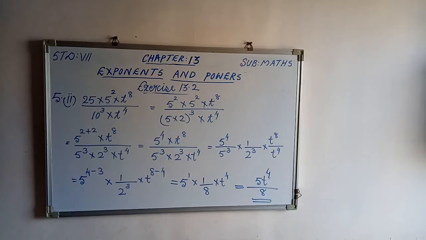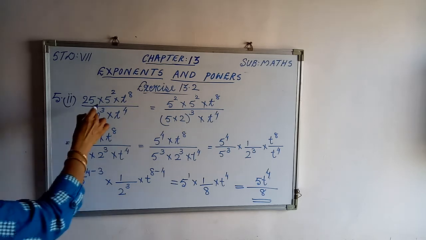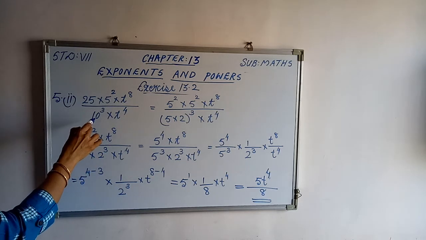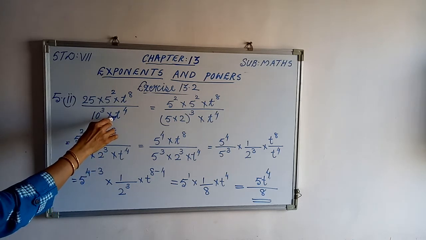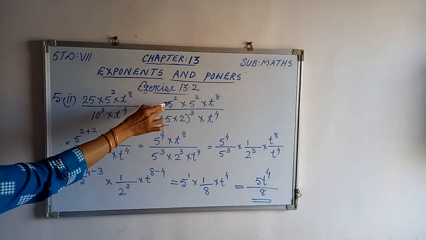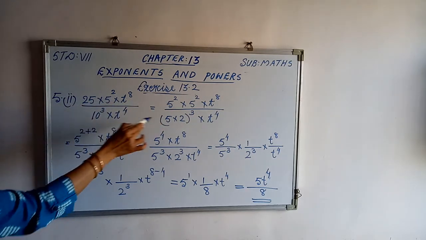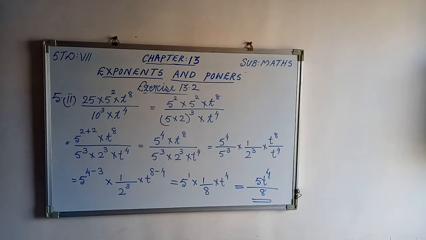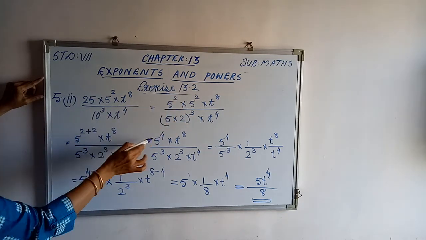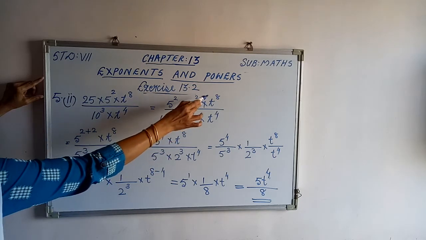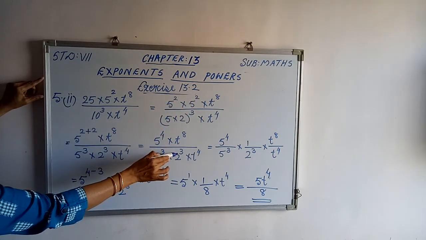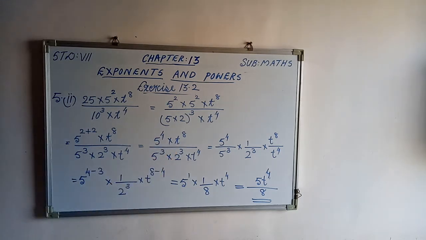Second question. 25 multiplied by 5 square multiplied by t raised to the power 8 upon 10 cube multiplied by t raised to the power 4. See, 25 can be written as 5 square. 10 can be written as 5 into 2. Now, common base, then 2 plus 2. We get 5 raised to 4 multiplied by t raised to 8. This can be written as 5 cube multiplied by 2 cube into t raised to the power 4.